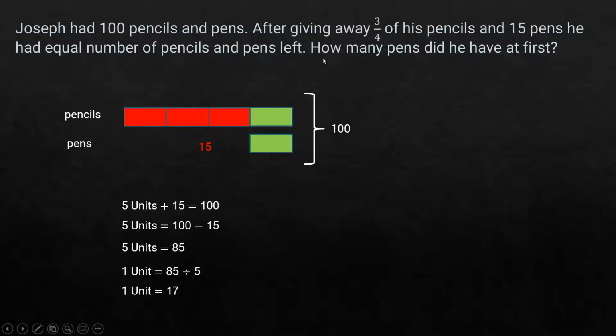So the question here is, how many pens did he have at first? We know that 1 unit is 17, so this will be 17, right? And what we have here is 15. So that is the amount of pens he had at first. So number of pens is equal to the 15 that he gave away, plus what is left, 17, which is 1 unit, you can see from here. So that is equal to 15 plus 17, which is 32. Hope this was clear. Now let's move on to see how we can solve the same problem using algebra.